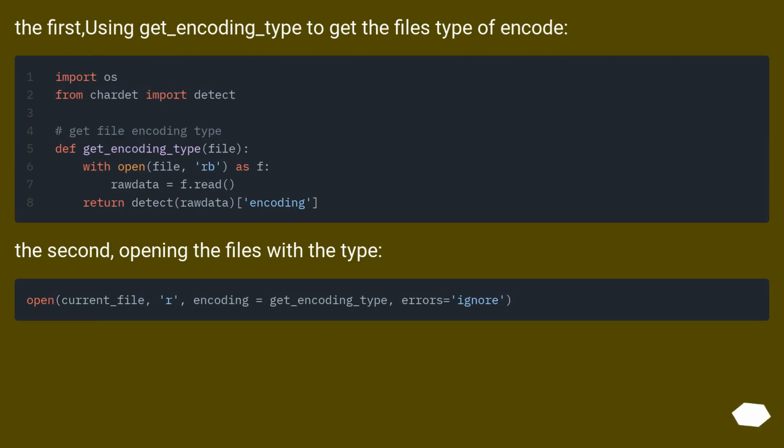The first, using get_encoding_type to get the file's type of encode. The second, opening the files with the type.